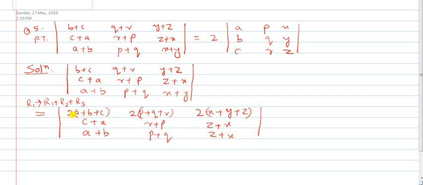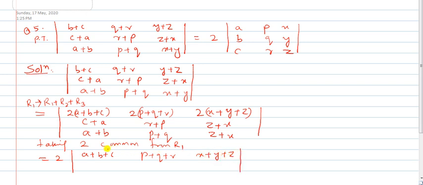Can you see 2 is occurring common in the first row? So taking 2 common from our row 1, I am getting this 2 taken outside. What is left now? This is A plus B plus C, this is P plus Q plus R, and this is X plus Y plus Z.